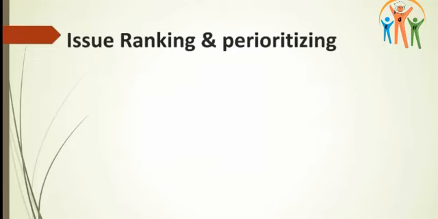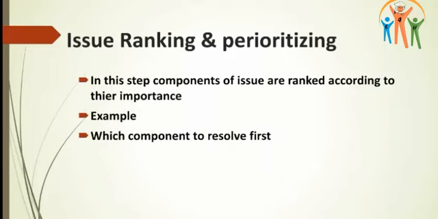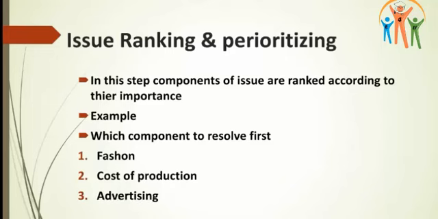The third stage is issue ranking and prioritizing. In third stage, the components of issue or identical problems are ranked according to importance and try to resolve them accordingly. For example, which component will be resolved first, either the fashion or cost of production or the advertising strategies to resolve the issue of loss.